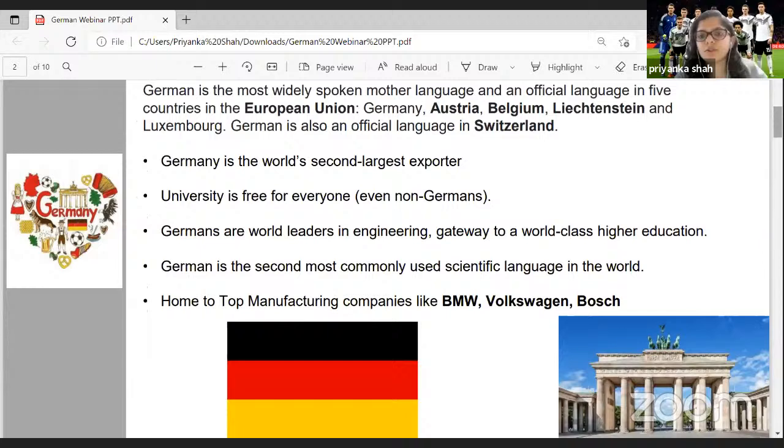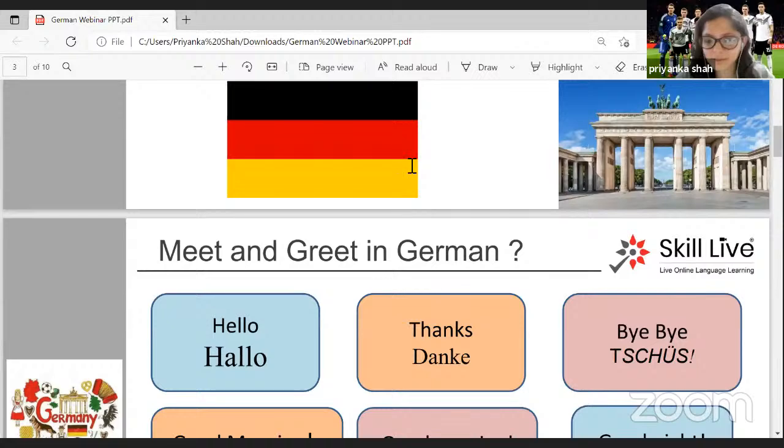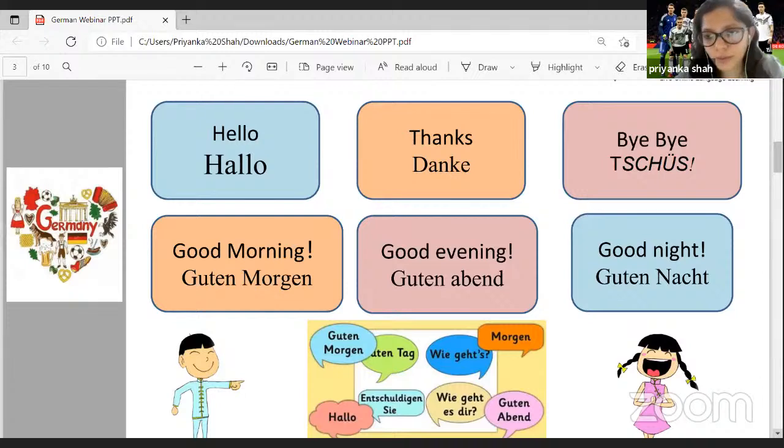So these are the benefits of going to Germany and learning the language as well. This is a German flag. How to meet and greet in German. How to say hello: hallo. Thanks is danke. Tschüss. Guten Morgen. Guten Abend, and Gute Nacht.